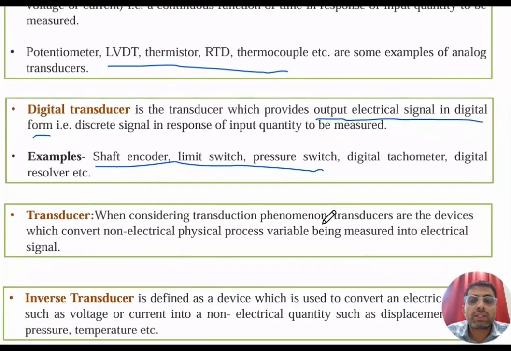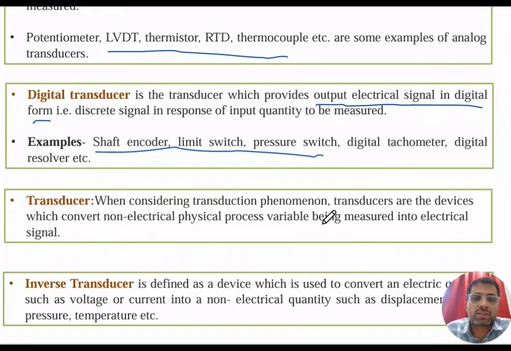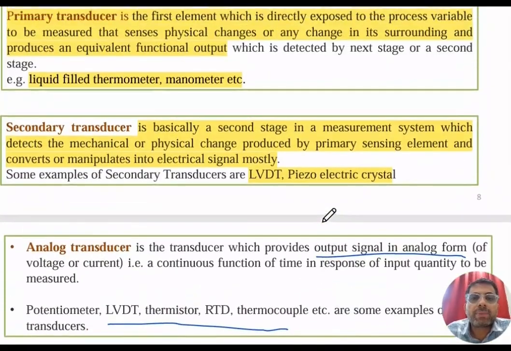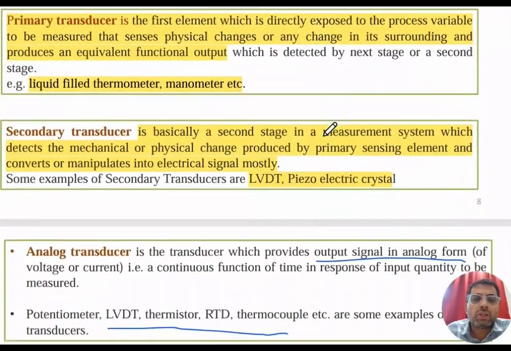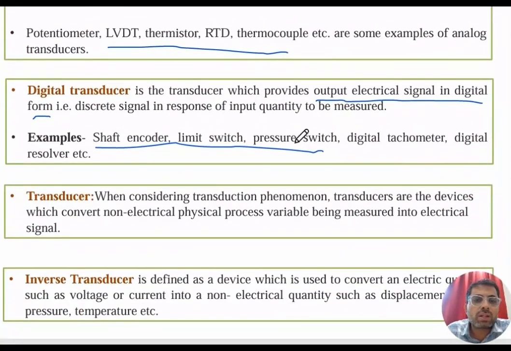Now next is what? The transducer and inverse transducer. These are types based on the transduction phenomenon, right? So what is a transducer? When considering the transduction phenomenon, transducers are devices which convert a non-electrical physical process variable being measured into an electrical signal. Non-electrical quantity converted into electrical, this is called a transducer, right?